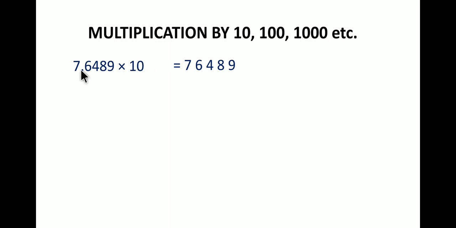That means the decimal will shift from this place towards right, and that shift will be one place towards right. Since there is 1 zero, the decimal will shift one place towards right. So the decimal will be in between 6 and 4, so the decimal will be written out here. 76.489 is the required decimal number after the multiplication of this with 10.